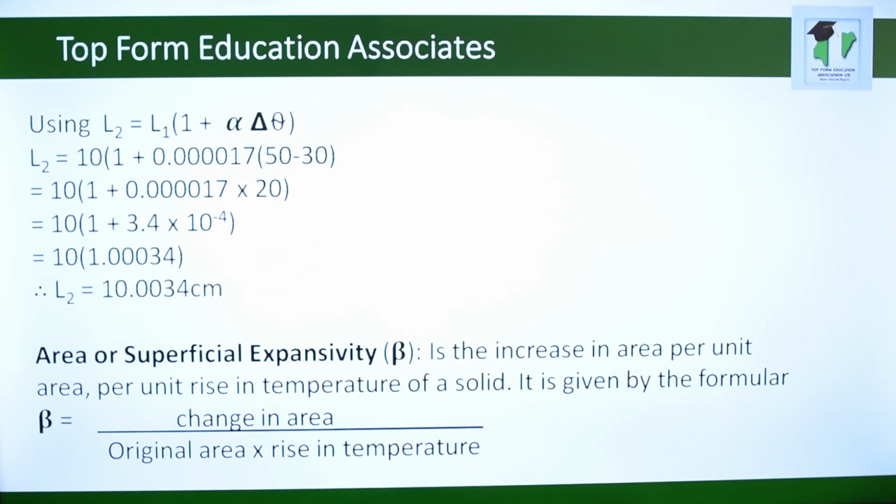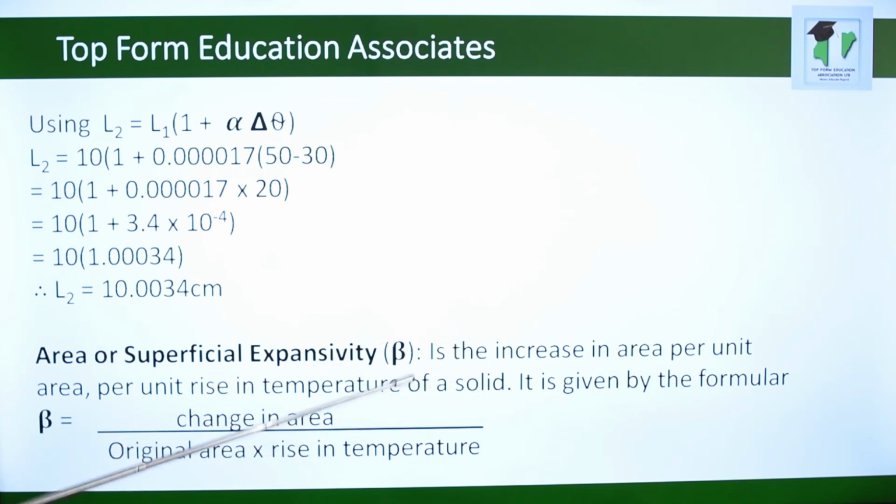I've told you that you're talking about change in both length and breadth. You're not talking about linear expansivity. Are you getting it? So how do we define this? We use beta as the symbol to represent area or superficial expansivity, unlike linear expansivity, whereby we use alpha. Now, this is the increase in area per unit area per unit rise in temperature of a solid.